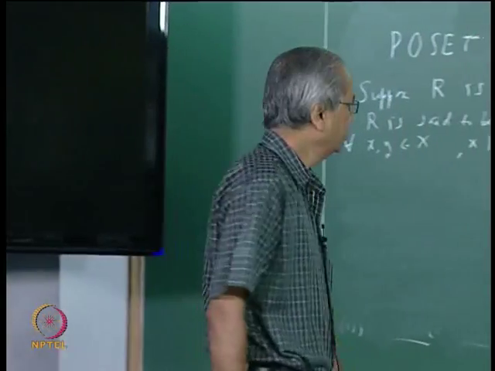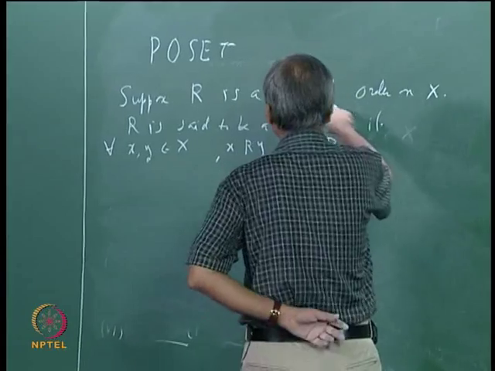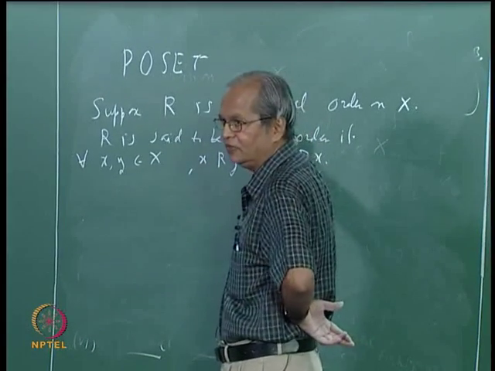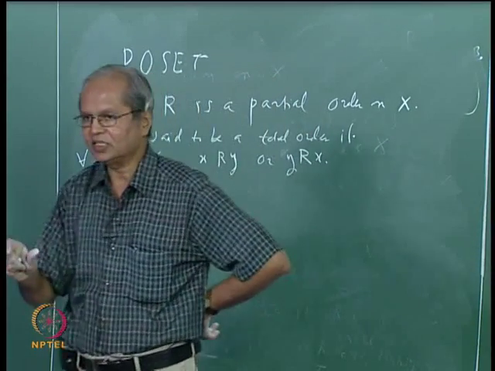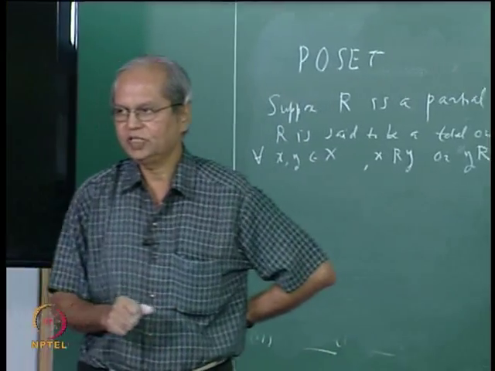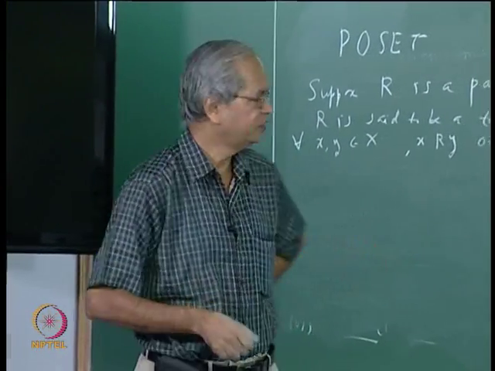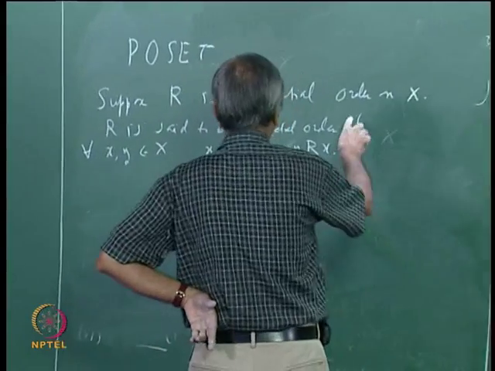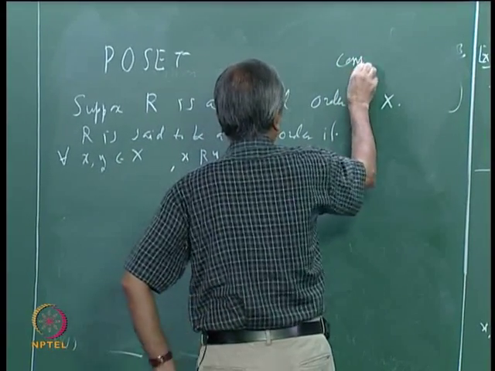In general, when two elements are given in a partially ordered set, and if they are related to each other, we say that those two elements are comparable. Given a partial order, we say that two elements are comparable if they are related to each other. So this is a term used.